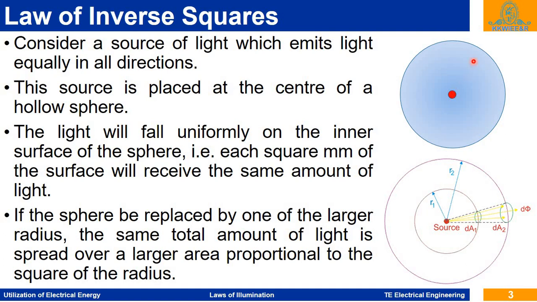Initially we place this sphere with the radius r1, which receives the same amount of light on each square millimeter. Now if we replace this sphere with a larger radius, r2, again the total amount of light is spread over the larger area. So the area is proportional to the square of this radius. Again, for this radius r2, each square millimeter receives the same amount of light.